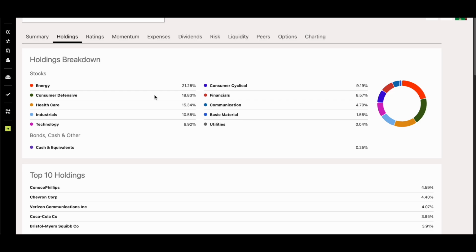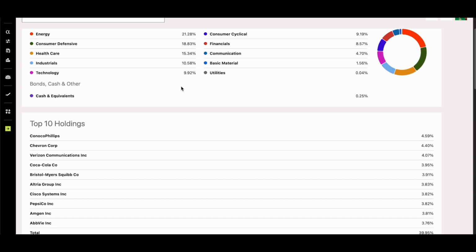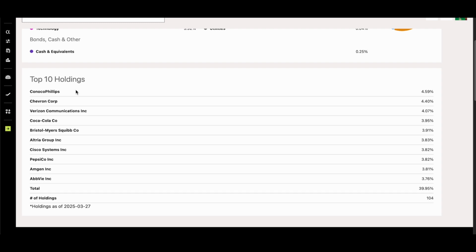Just real quick, guys, we can see the holdings breakdown by sector. Energy now is definitely leading the way. Consumer defensive, healthcare, and industrials all make up over 10%. We can see the top 10 holdings here: ConocoPhillips at 4.59%, Chevron at 4.4%, Verizon at 4.07%. So some oil and telecommunication companies, and then we have the good old reliable Coca-Cola at also just around 4% as well.